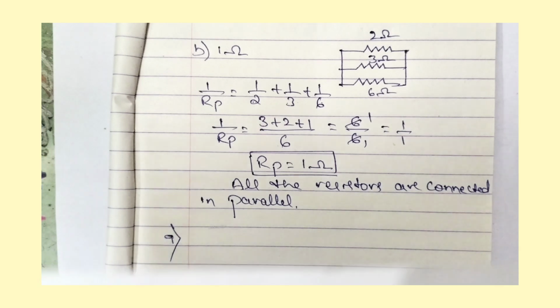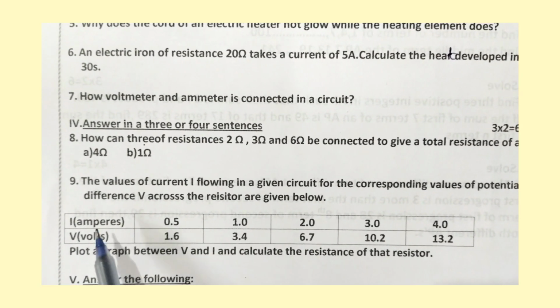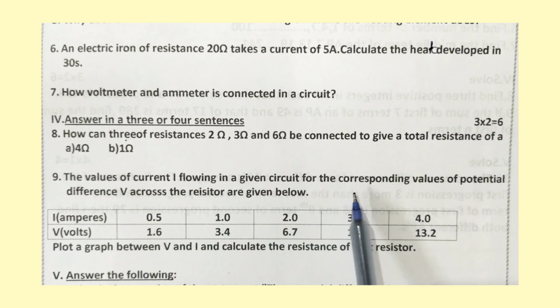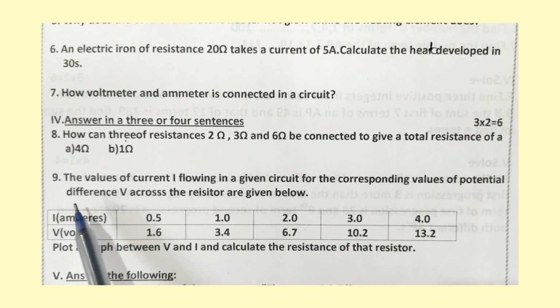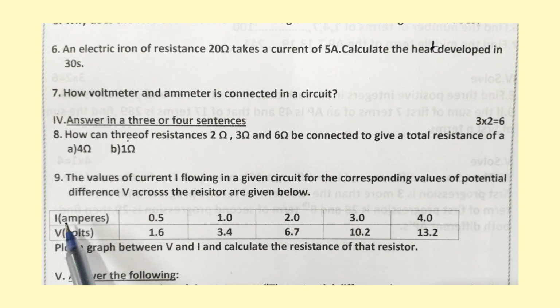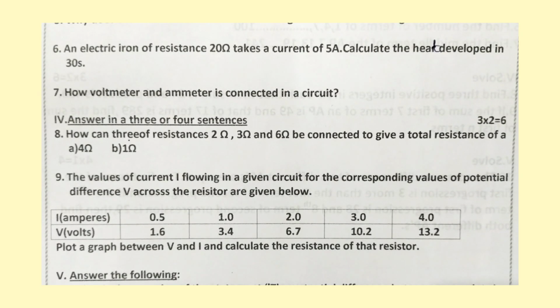Now let us move to the ninth question. In the ninth question, they have given the value of current I flowing in a given circuit for the corresponding values of the potential difference V across the resistor. For this, we have to plot a graph between V and I and calculate the resistance of that resistor. So let us calculate it now.